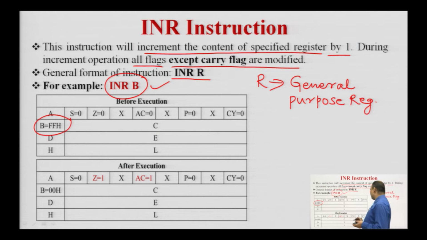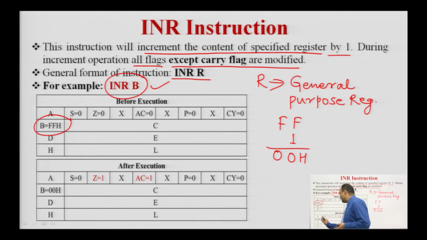After incrementing FF by 1, the result is 00H. It will increment the content of B register by 1. After the execution, the result is stored back into the B register, so B register will have the result 00H. So this instruction will increment the content of B register by 1.